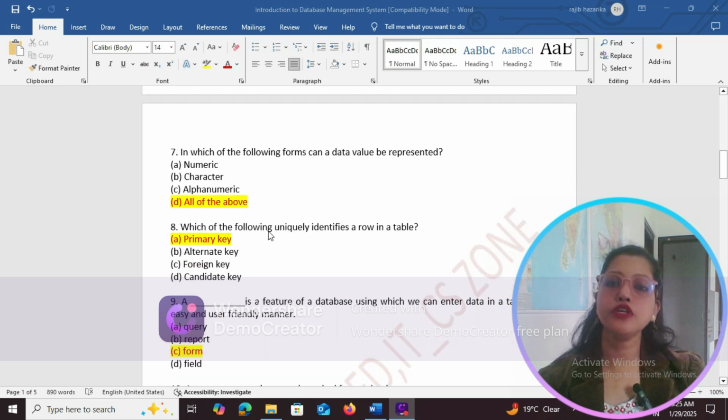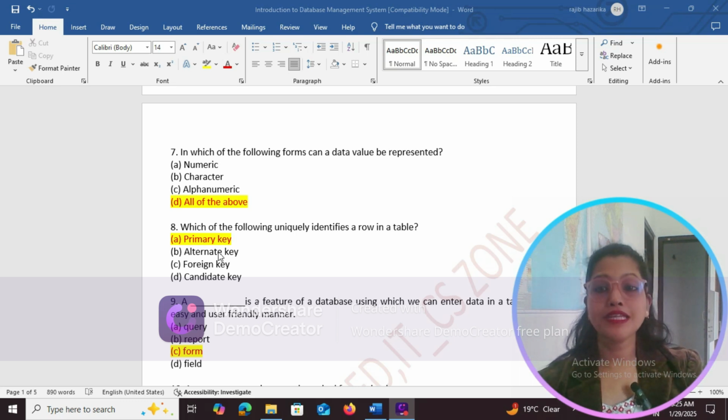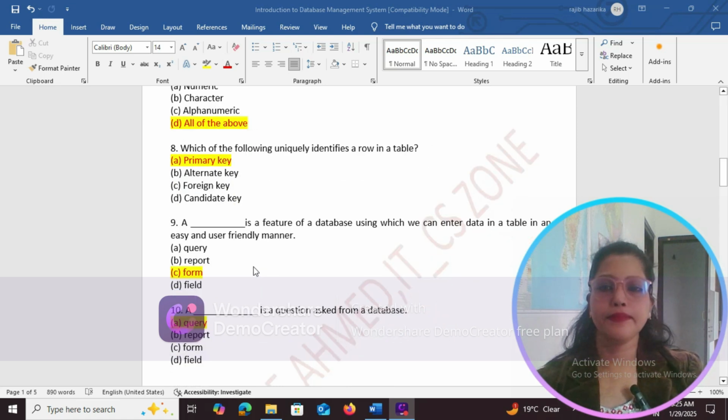Then the eighth question, which of the following uniquely identifies a row in a table? It is a primary key. We all know that if we set a primary key in a table, then it uniquely identifies a row. Also, by uniquely identifying, it removes the duplicacy in our database management system. In the advantages of database management system, we have studied data redundancy, so this topic is included. Data redundancy means removing the duplicacy. So by using a primary key, we remove the duplicacy in our database.